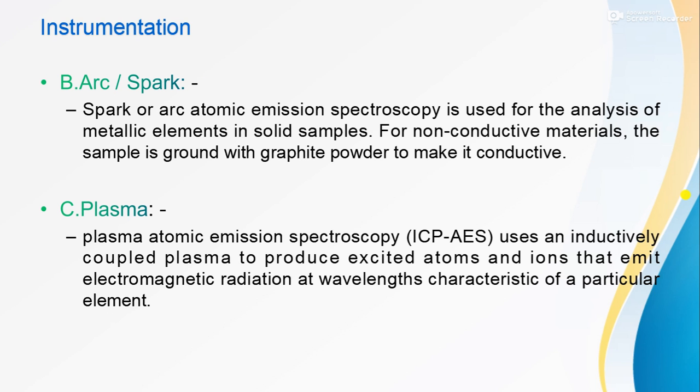B. Arc/spark. Spark or arc atomic emission spectroscopy is used for the analysis of metallic elements in solid samples. For non-conductive materials, the sample is ground with graphite powder to make it conductive. C. Plasma. Plasma atomic emission spectroscopy, ICP-AES, uses an inductively coupled plasma to produce excited atoms and ions that emit electromagnetic radiation at wavelengths characteristic of a particular element.